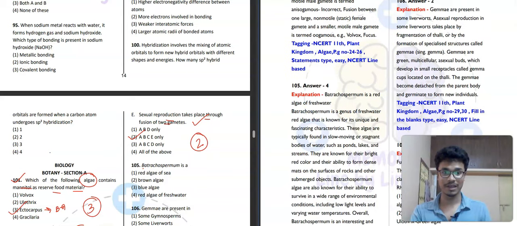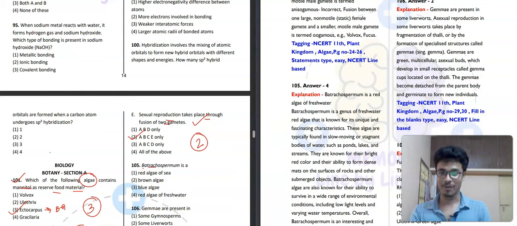I hope you are understanding each and everything very clearly. It is very important to understand, because in biology, you know that everything will come from NCERT, but NCERT is a very tough book. You need to understand and remember each and every line to score 360 out of 360 in biology in NEET 2025.